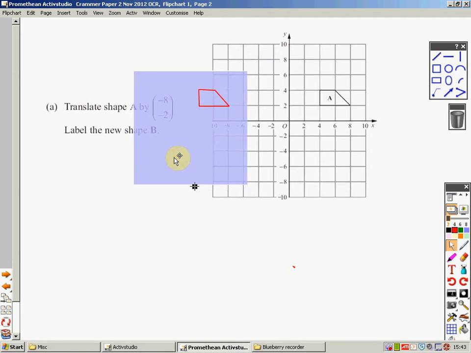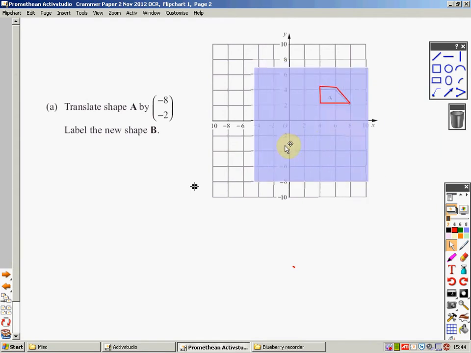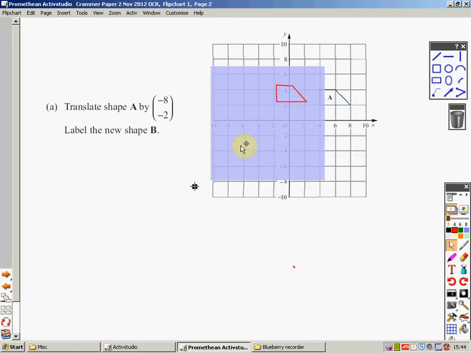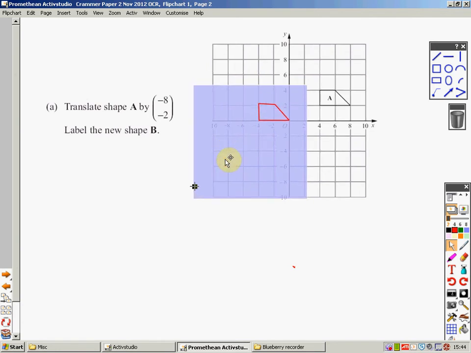Fortunately, it's gone off the grid. And I've made a mistake there. Sorry. Look carefully at the axes. It's going up in 2s. I've just noticed. I thought it was fading off the grid, but it's going in 2s. So 2, 4, 6, 8, and then 2 down, 2 is there. So that's where the shape's going to be.